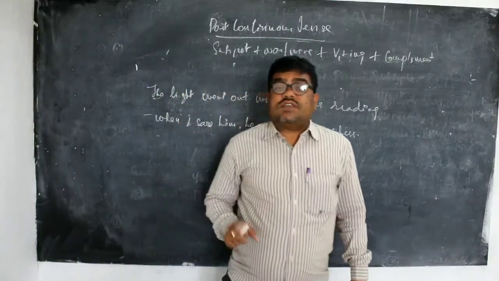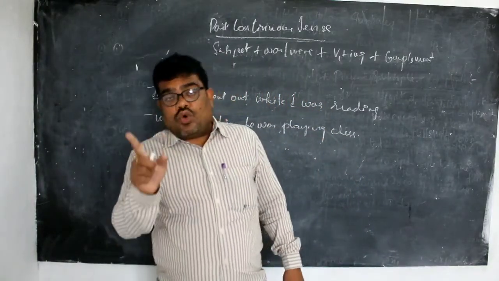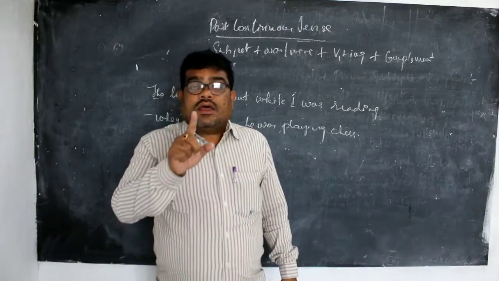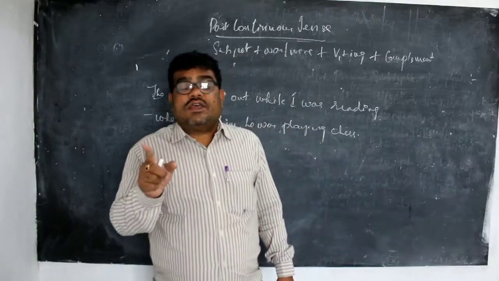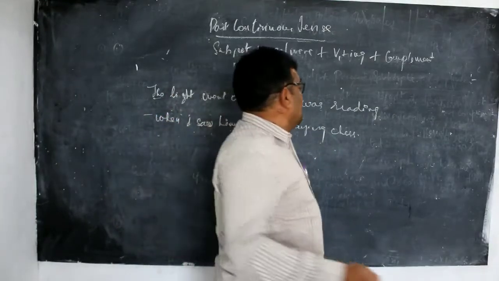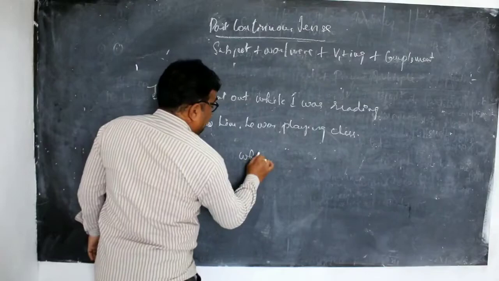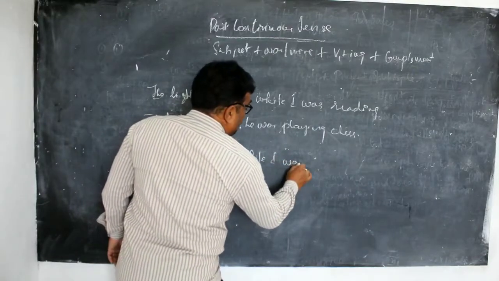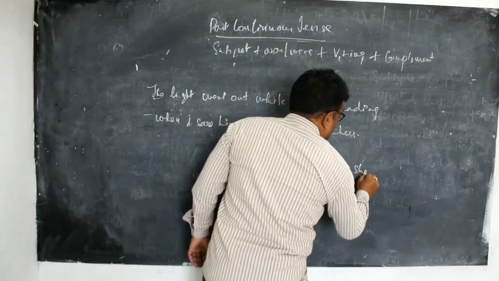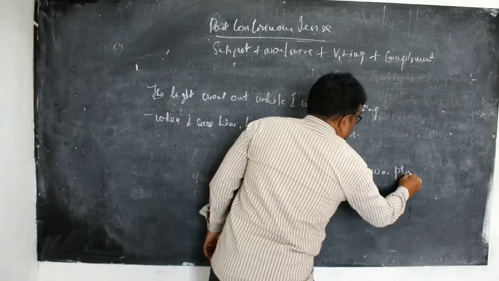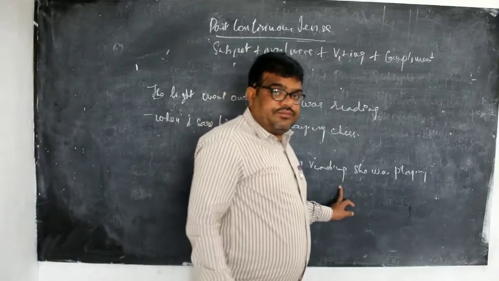When two actions are contemporaneous, that is, happening at the same time, and both actions have a longer duration, you can use past continuous tense for both. For example, while I was reading, she was playing. Here, both the actions have duration.